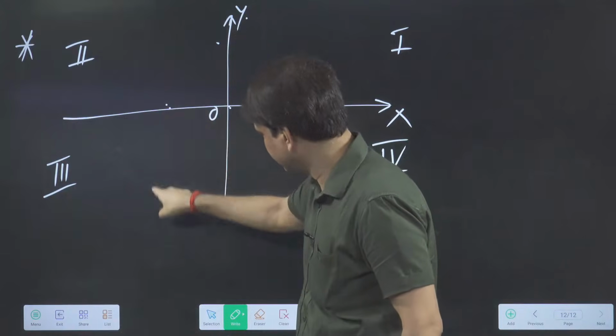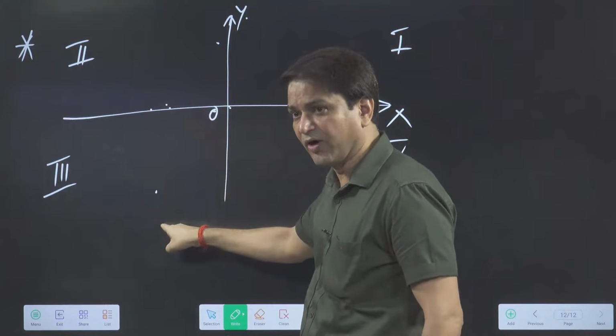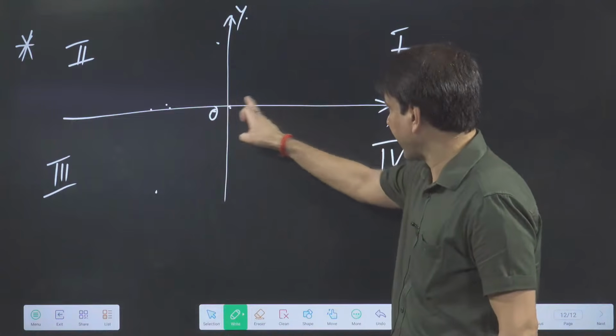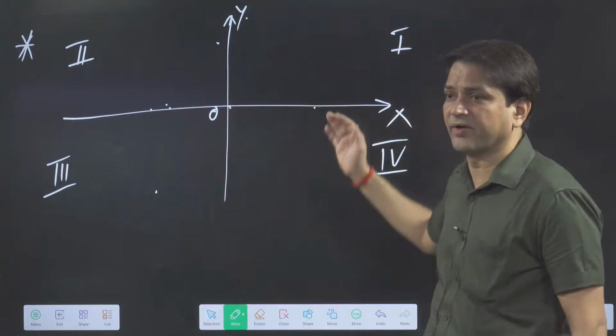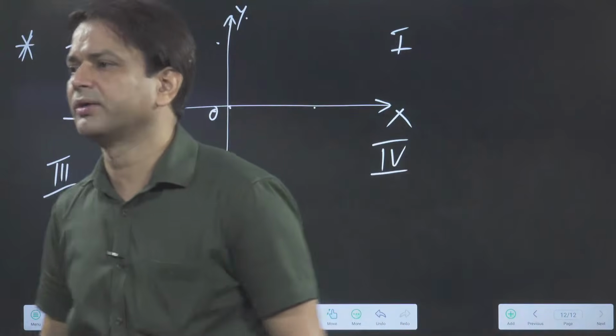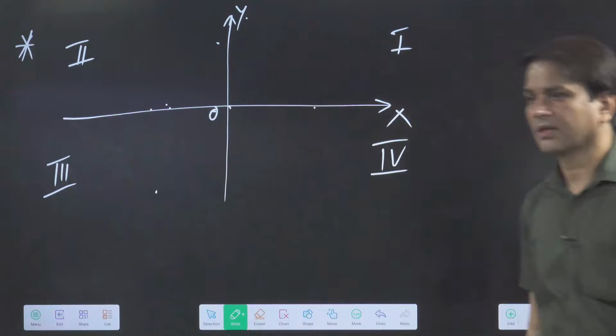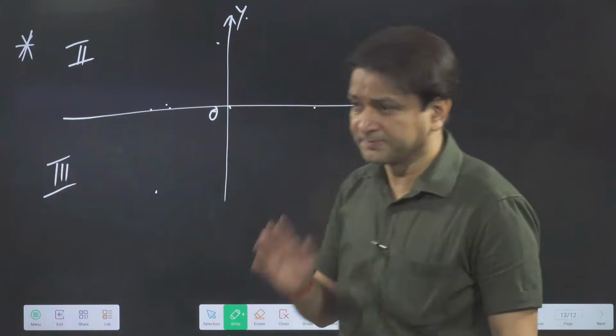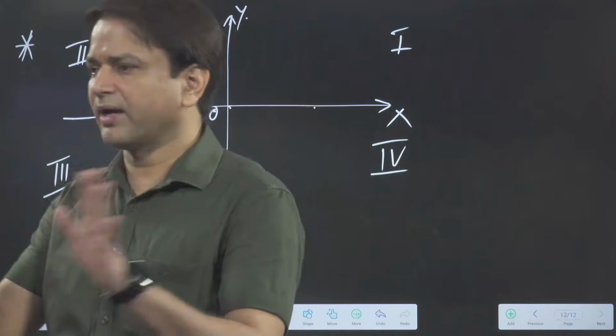Third quadrant: x is negative and y is also negative, so both are negative. Fourth quadrant: x is positive, y is negative. I think this is basic, everybody knows it, right? Tell me fast. Okay, so everybody knows the quadrants.